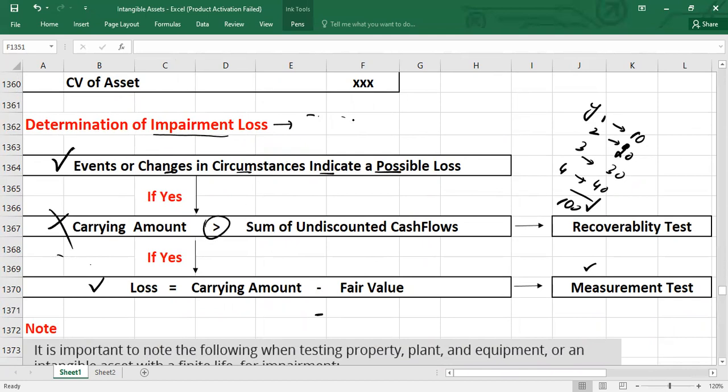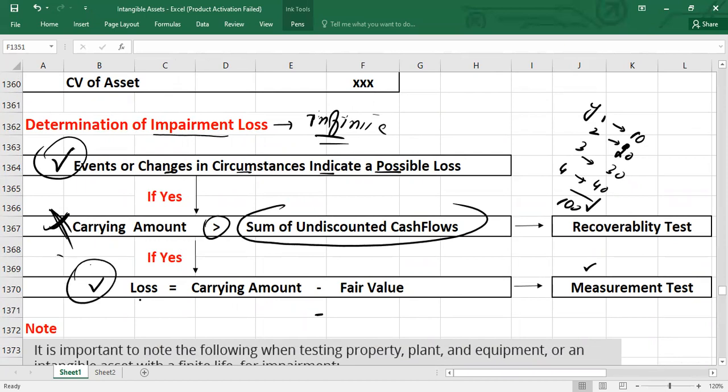Why can't we compare? Because if the asset has an infinite life, we cannot estimate undiscounted cash flows because we don't know over how many years we should estimate. So that is why you will skip this second step, the recoverability test. You will apply step number 1 in case of infinite life, and you will check whether there is any indication of impairment loss. If yes, directly apply step number 3. Here impairment loss is equal to the carrying amount of the asset minus the fair value of the asset, and the remaining things are the same.